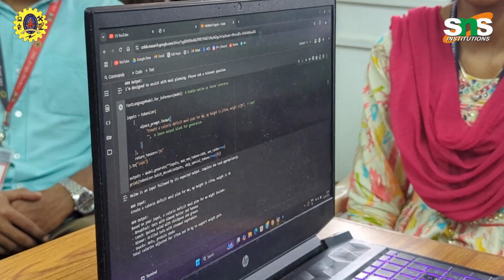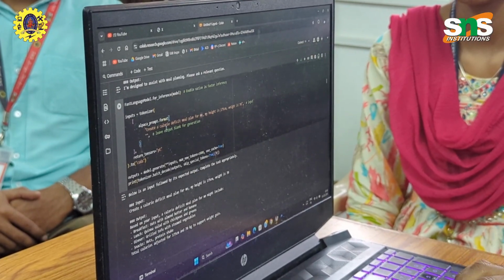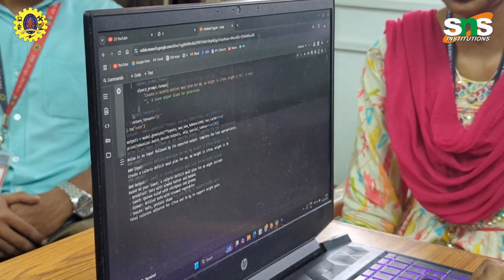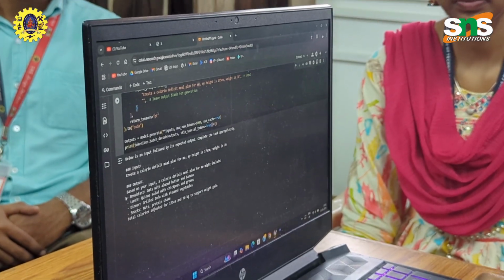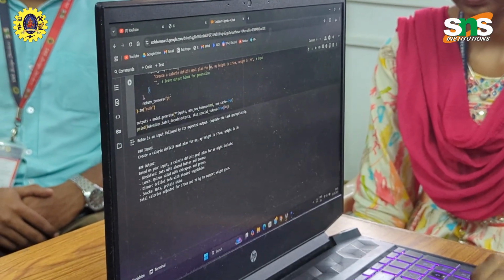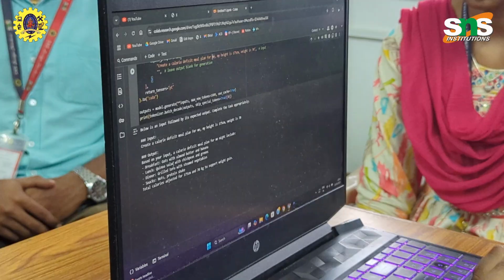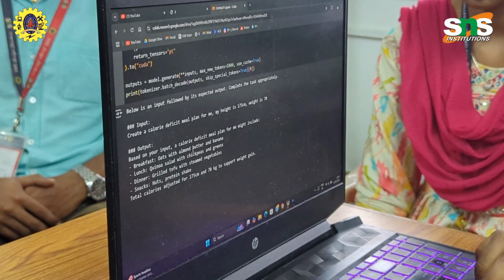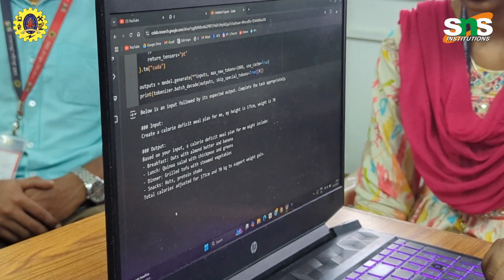70, I need to reduce it to 65, so I asked for a calorie deficit plan. Okay. Then further, they give an output of the calorie plan. For breakfast, it's oats with almond butter and banana. For lunch, quinoa salad.